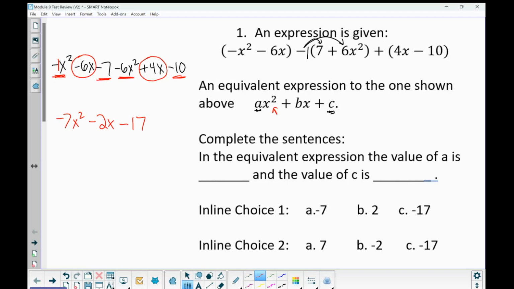Now remember, when you're combining like terms, you do not add the exponent, so I should not have x to the fourth. When I'm adding and subtracting, I'm just adding or subtracting the front numbers. So my value for A is going to be -7, and my value for C is going to be -17.